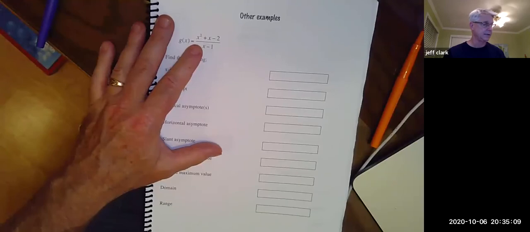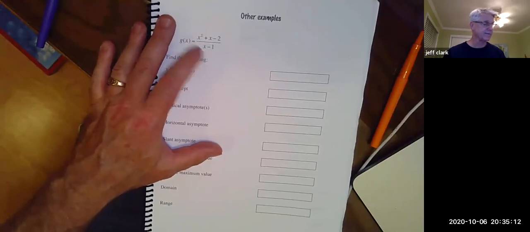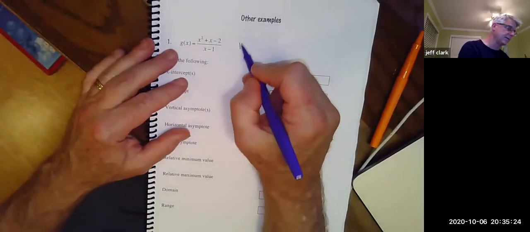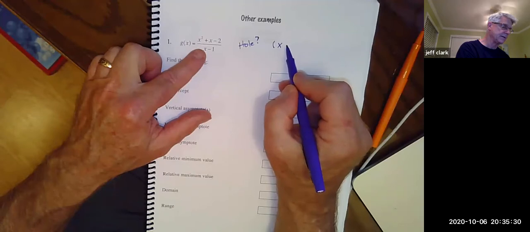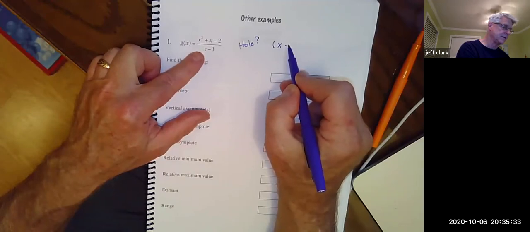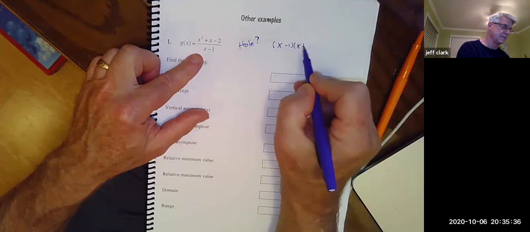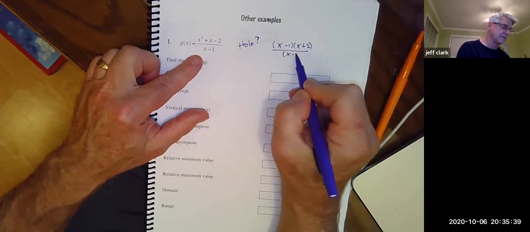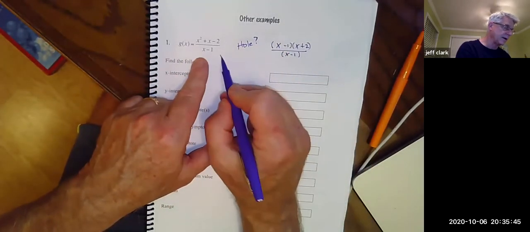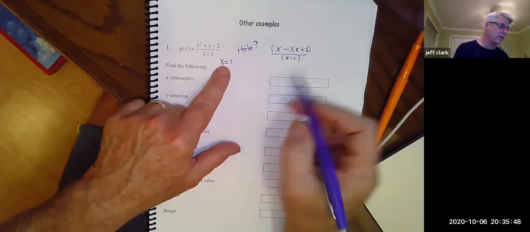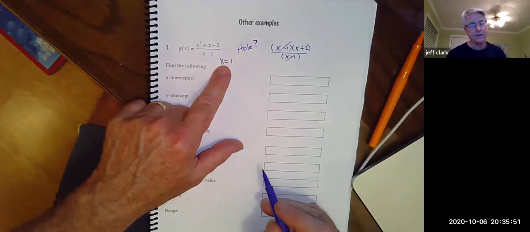Okay. Now the thing about this one, I'm not going to do this one because I'm just going to identify that there's a hole. It doesn't list a hole here, but is there a hole? If you factor this, then those go away. And what used to be a vertical asymptote, x equals 1 is a problem, is now a hole. That's not a vertical asymptote now. It's called a hole.